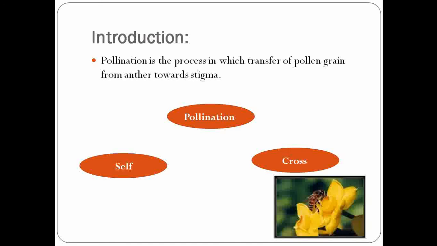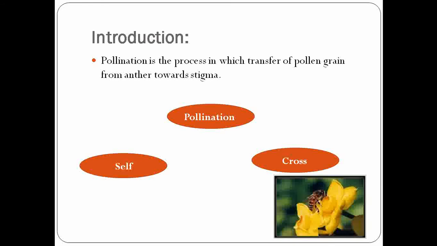In the last video, we have studied about pollination. So pollination is one of the most important processes to produce the next generations of the plants. When we consider the definition of pollination, it is the process in which there is a transfer of pollen grains from anthers towards the stigma.